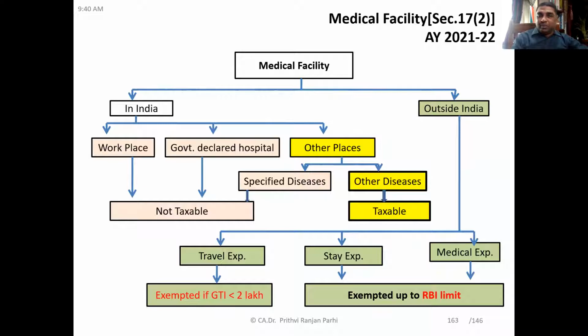And if medical facility is provided outside India, then we have to classify the entire facility into three categories. It may be travel expenditure, as the employee or his relative might have traveled from India to abroad, then stay expenditure, and medical expenditure. Friends, you see, travel expenditure is exempt if gross total income is less than 2 lakh rupees. Stay expenditure and medical expenditure are exempt to the extent RBI permits. If RBI has permitted up to a certain limit, then up to that limit it is exempt. Beyond that, it will be taxable.